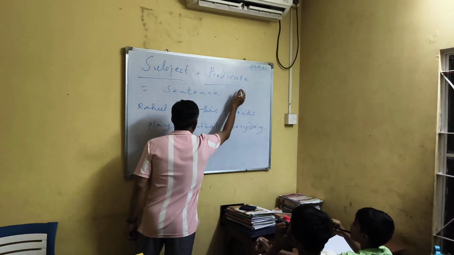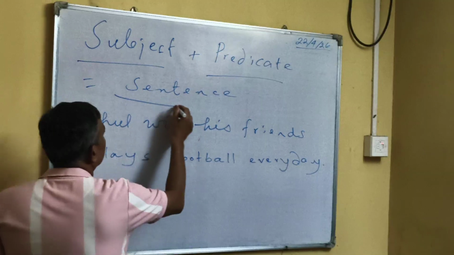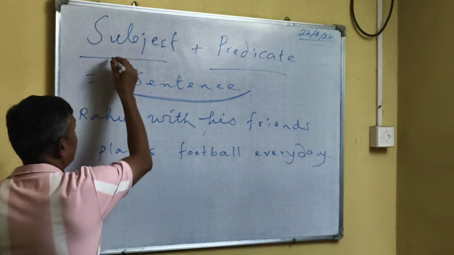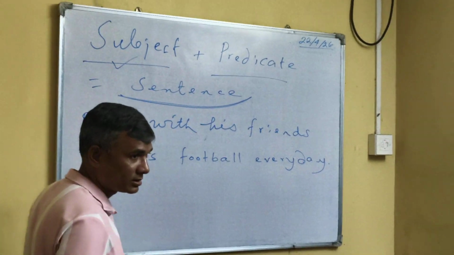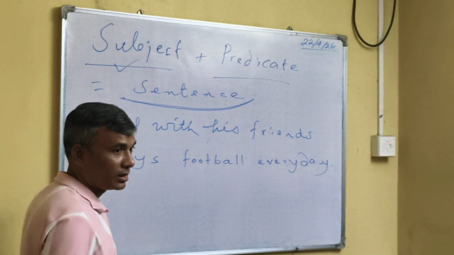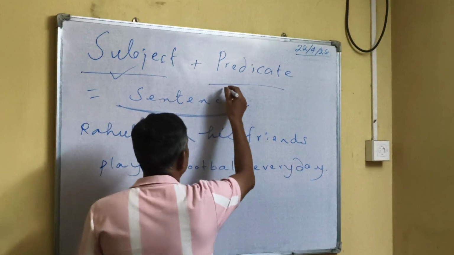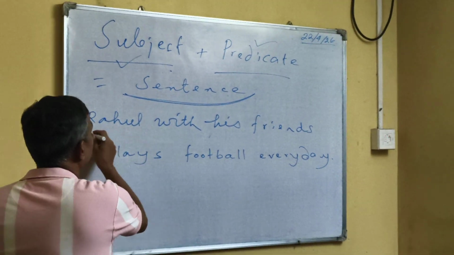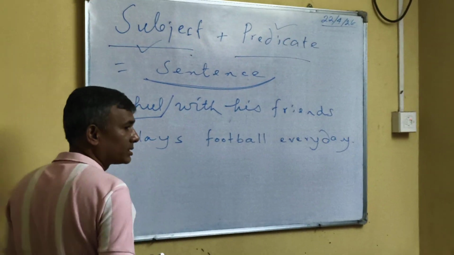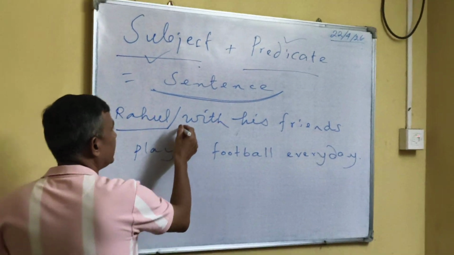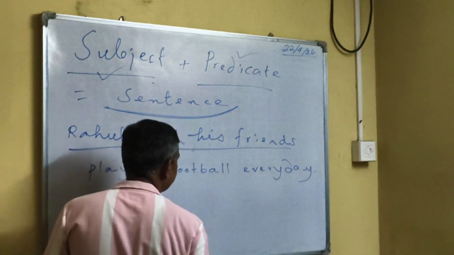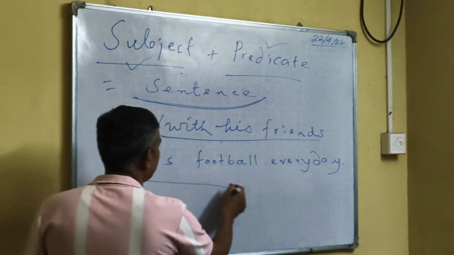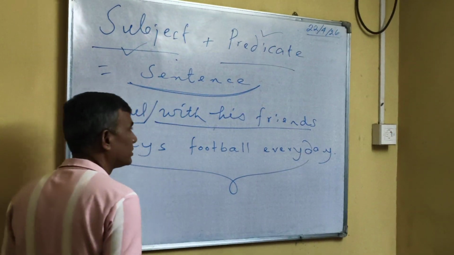Subject and predicate make a complete sentence. Subject is who is spoken about in the sentence, and what is spoken all about the subject is the predicate. Rahul is the real subject of this sentence. Enlargement: with his friends. Plays football every day: total predicate.